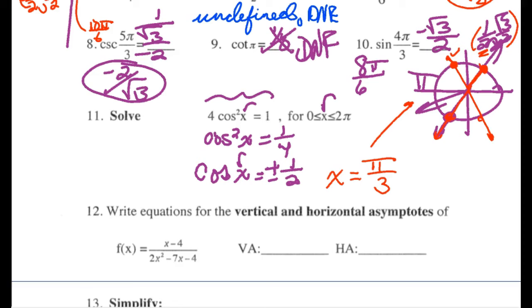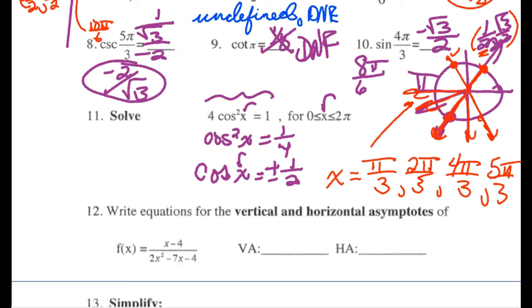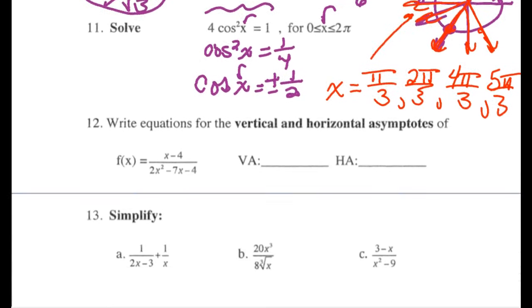This one right here is 4 pi over 6. And then we go 5, and then 6, and then 7, and then 8 pi over 6. And then 9, and then 10 pi over 6, which is 5 pi thirds. So there's 4 answers for that one.